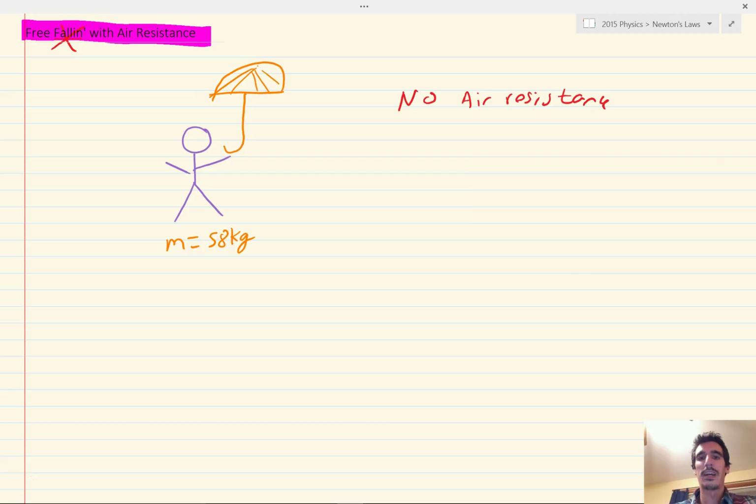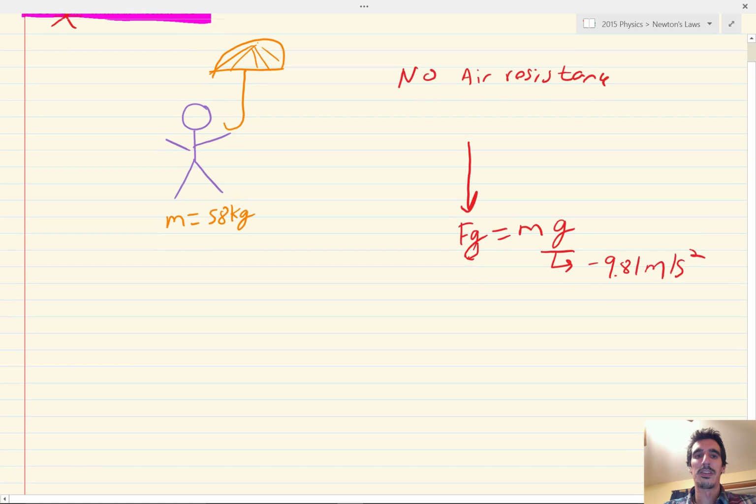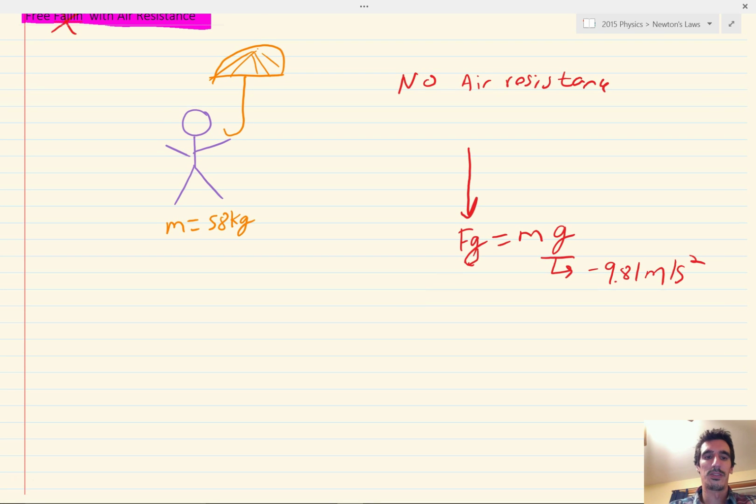So if there's no air resistance, the only force acting on Mary Poppins is her weight, Fg. And we know that Fg is equal to mg, where g is the acceleration due to gravity, which is negative 9.81 meters per second squared. So that means you continuously fall at the rate of 9.81 meters per second squared, so her speed would keep on speeding up over time. Now let's look at her with air resistance.